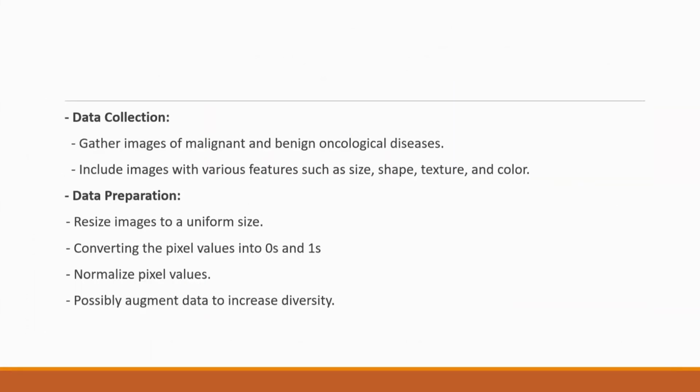Our first step is data collection. We gather images of both malignant and benign oncological diseases, ensuring inclusion of various features such as size, shape, texture, and color in those images of lesions. Next, we move on to data preparation. We will resize our images to a uniform size, convert pixel values into binary format, normalize pixel values, deal with class imbalance, and potentially augment the data to enhance diversity.